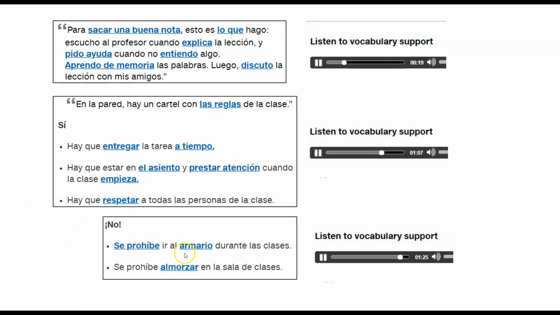No, it is prohibited to go to the locker during class. It is prohibited to have lunch in the classroom. How did you do? Were you able to understand everything with the new notes written in front of you?